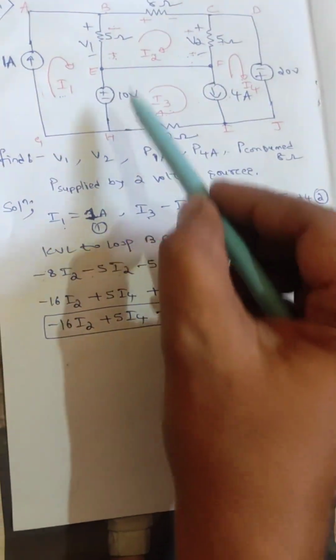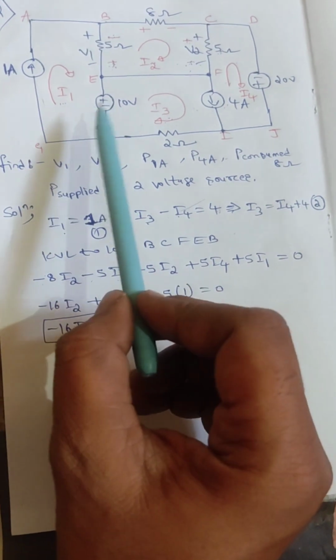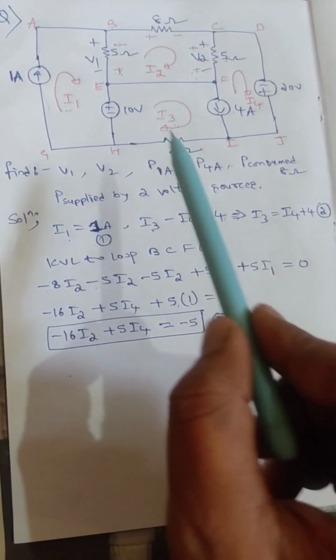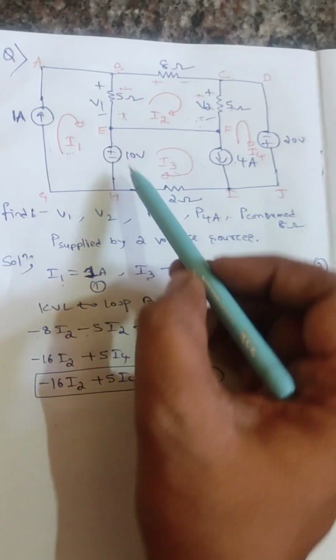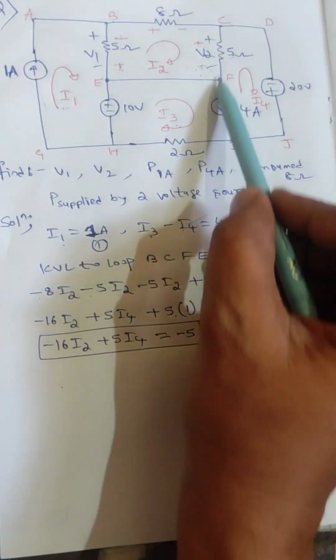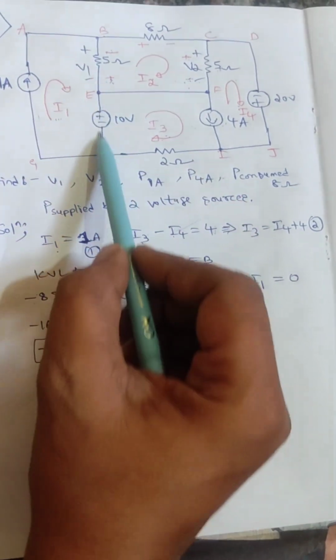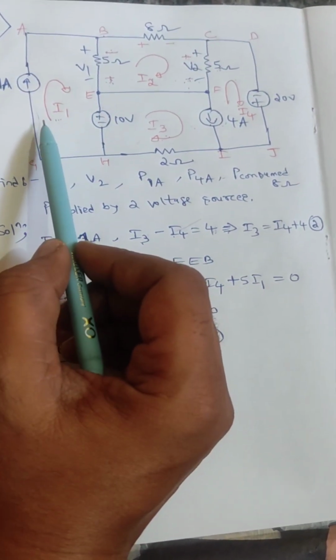See, whenever a super mesh is there, we need to apply KVL. Don't consider the super mesh loop. In that loop, there should be no current source. For such loops, you should apply KVL. Got it? So if I want to apply KVL for this loop, a current source is there, so don't apply. If I want to apply KVL for this loop, a current source is there, so don't apply KVL. If I want to apply KVL for this loop, a current source is here, so don't apply KVL for this loop also.